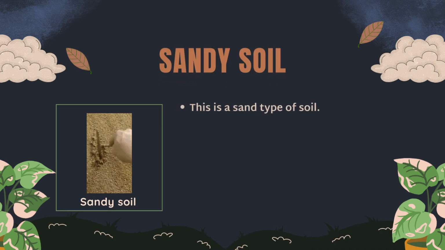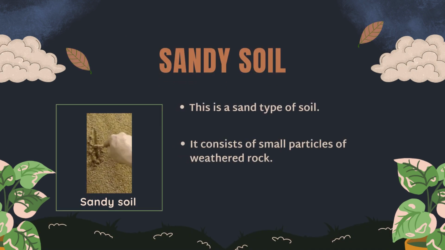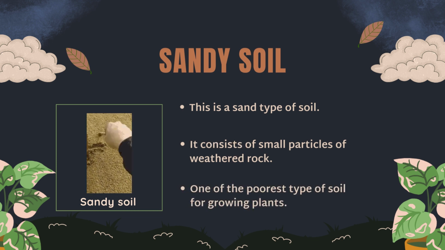Sandy soil is a sand type of soil. It consists of small particles of weathered rocks. Sandy soils are one of the poorest types of soil for growing plants because they have very low nutrients and poor water-holding capacity, which makes it hard for the plant's roots to absorb water.